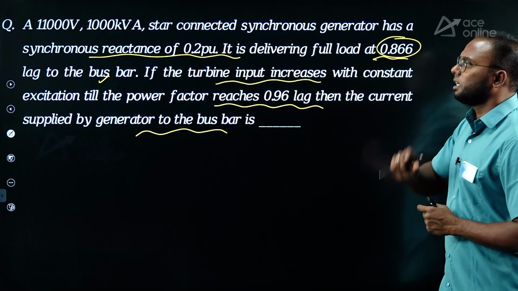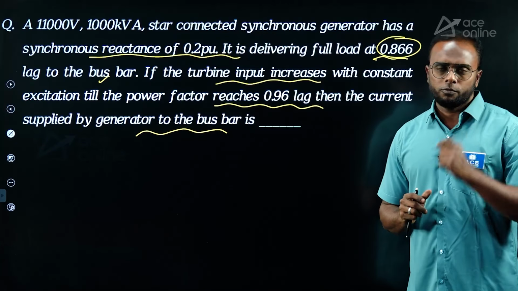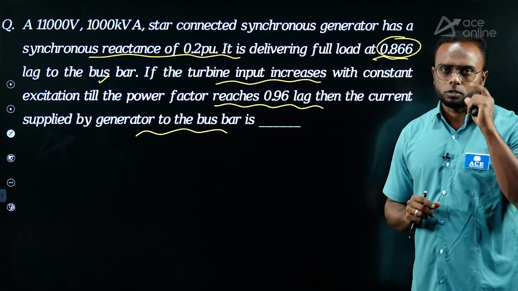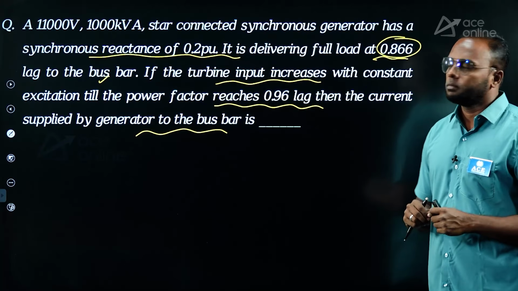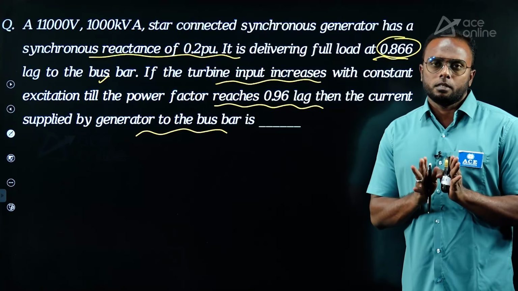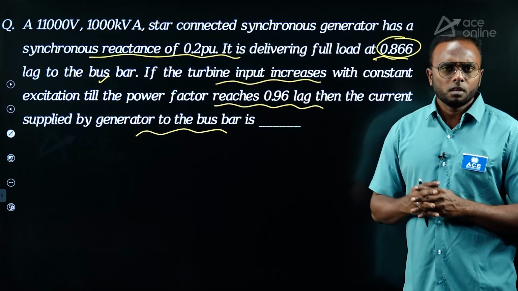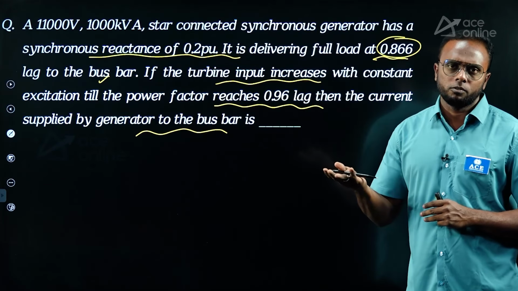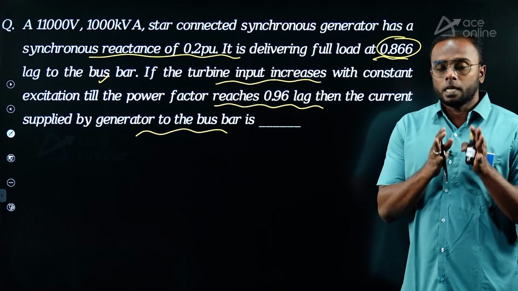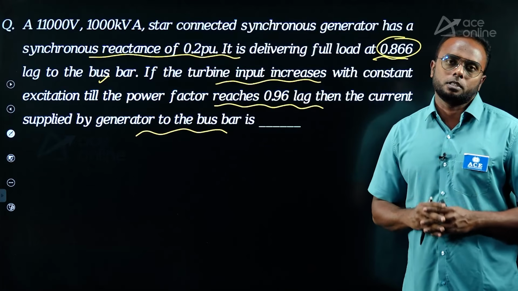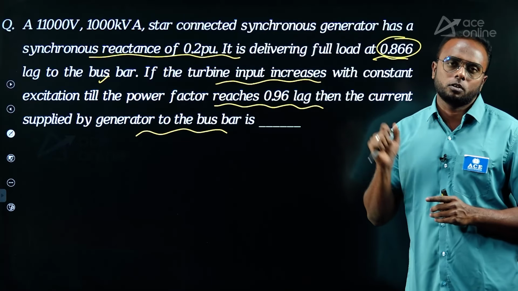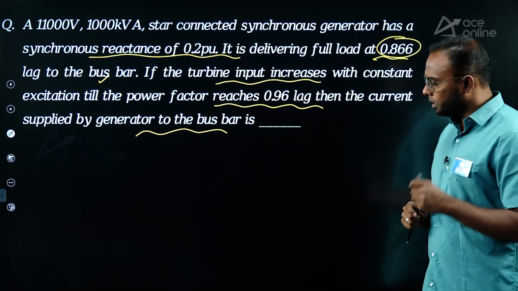So according to the initial data, first we have to find the EMF induced in the alternator, and that EMF will remain the same. Whatever power factor you change to, the excitation is constant, which means the EMF is constant. So according to that condition, we will solve this easily. First, try on your own.